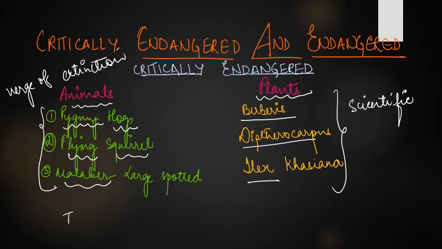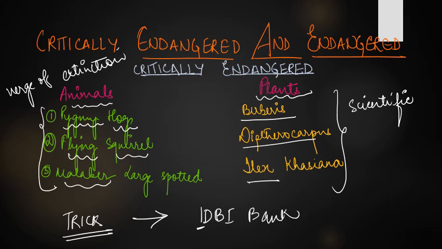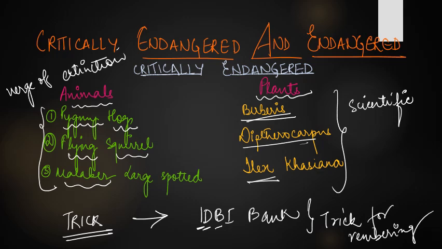So I can give you one trick to remember this. The trick for remembering is, you know, IDBI bank, right? IDBI bank. So here I stands for ilex, D stands for Diphtherocarpus, and B stands for berberis. So this is the trick for remembering, right? So this is all about the critically endangered species. And for pygmy hawk and flying squirrel, you can also remember PF for this.